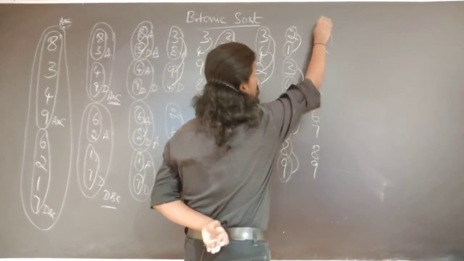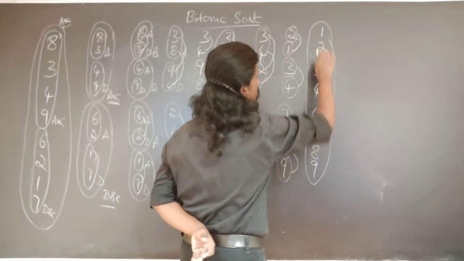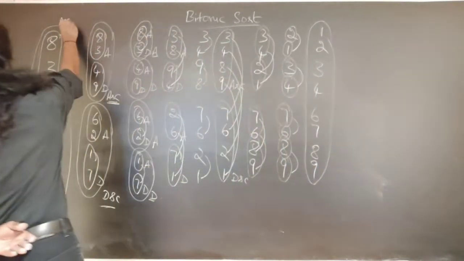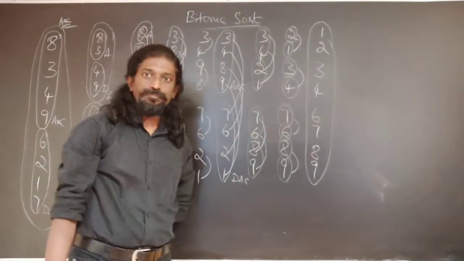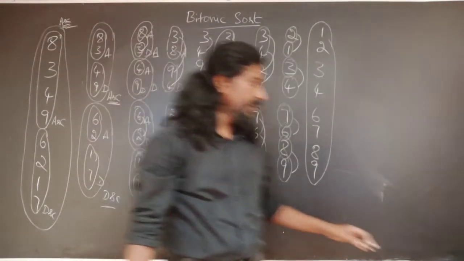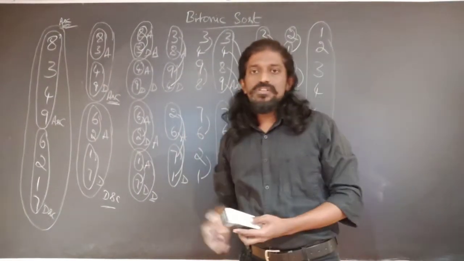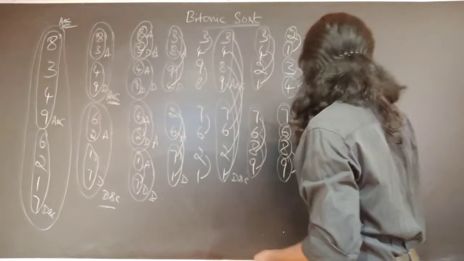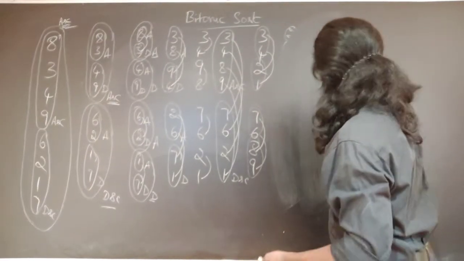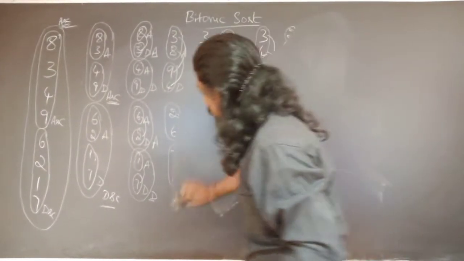And now we can see this entire list of 8 elements is in ascending order, and that is what we want. So the descending part is assumed to be empty. Okay, so this is how the Bitonic sort algorithm works. Same way we can merge the two subarrays to get the elements in the descending order.